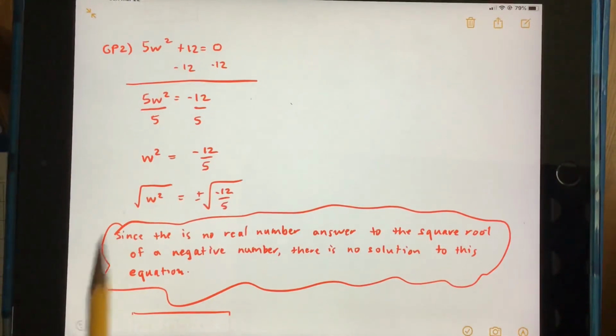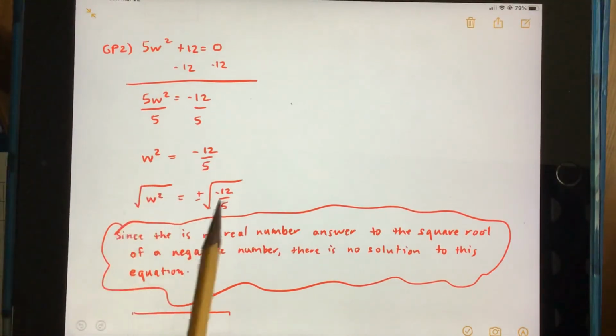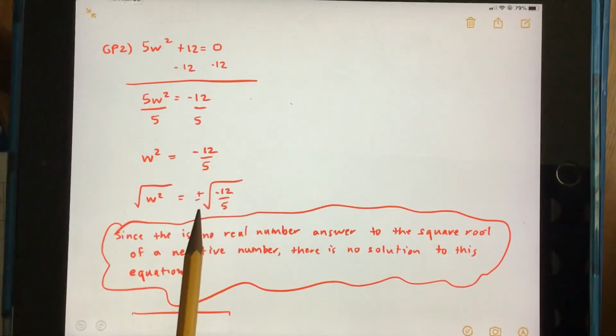And then our next step will be to undo the square. So we're going to take the square root of both sides, which would give us, of course, a positive and a negative root. But in this case, we can't find a value. There is no real number solution to the square root of a negative number. So since there is no real number answer to the square root of a negative number, there is no solution to this equation. That is, there's no real number solution.